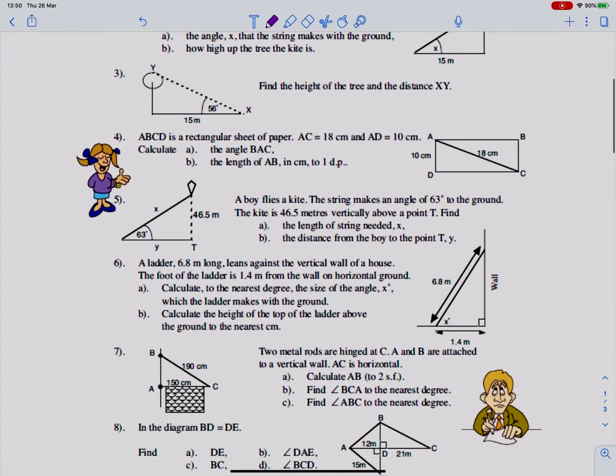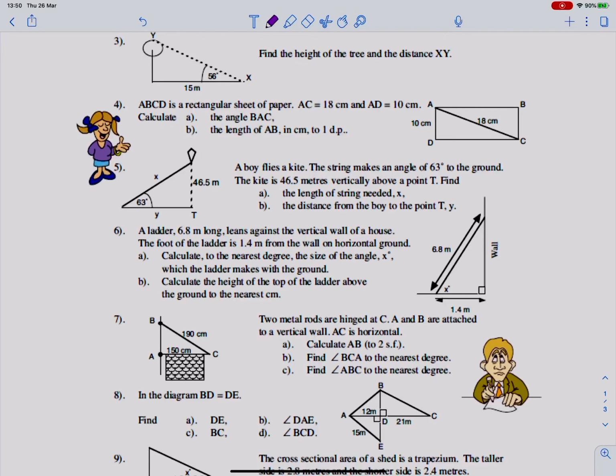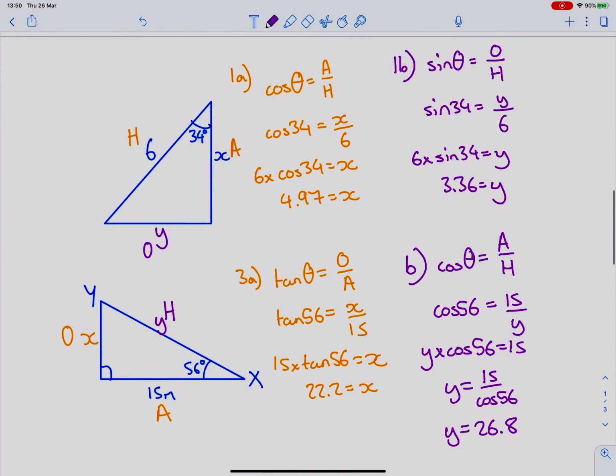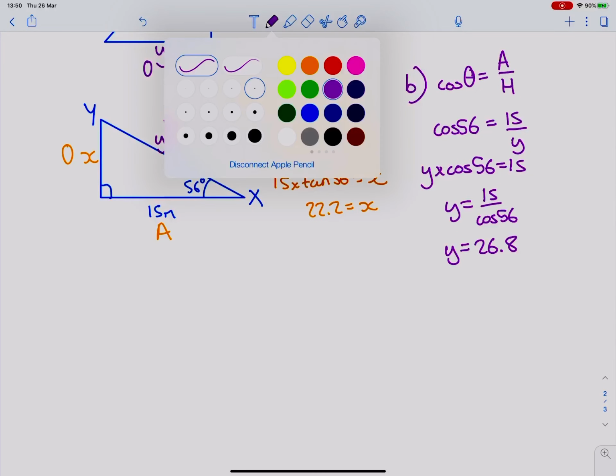If I do question 5 now, question 5 is really similar to all the rest, but let's do question 5. The string makes an angle of 63 degrees to the ground and the kite is 46.5 meters above a point T. So let's draw out the triangle again.